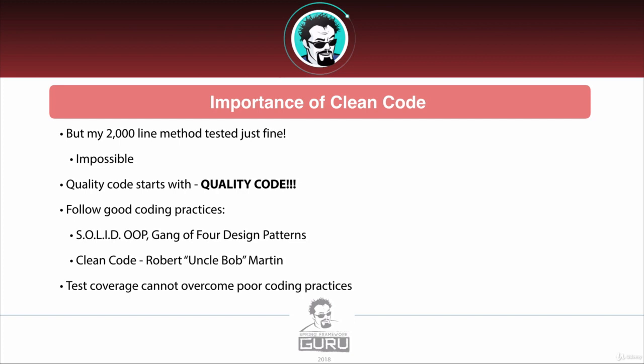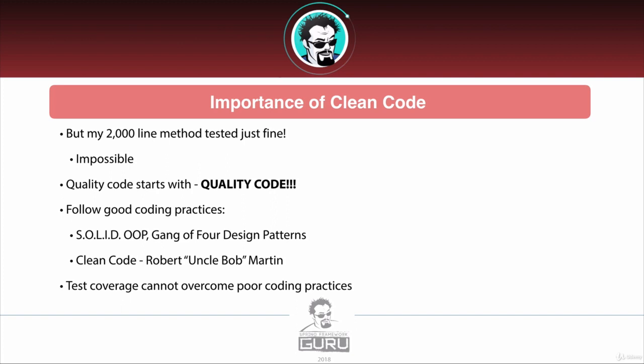Within that single method that needs to be broken down, refactored into smaller, more manageable chunks. Now, my second bullet point there is quality code starts with quality code. And you need to be following good coding practices. I can't teach everything in this course. We are specifically on testing, not object-oriented programming or good patterns or anything like that. But you want to be doing solid, just good OOP in general.